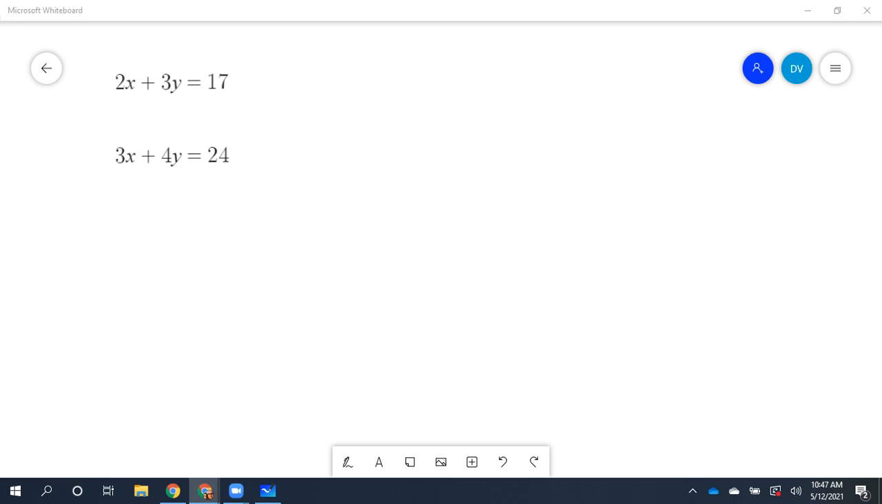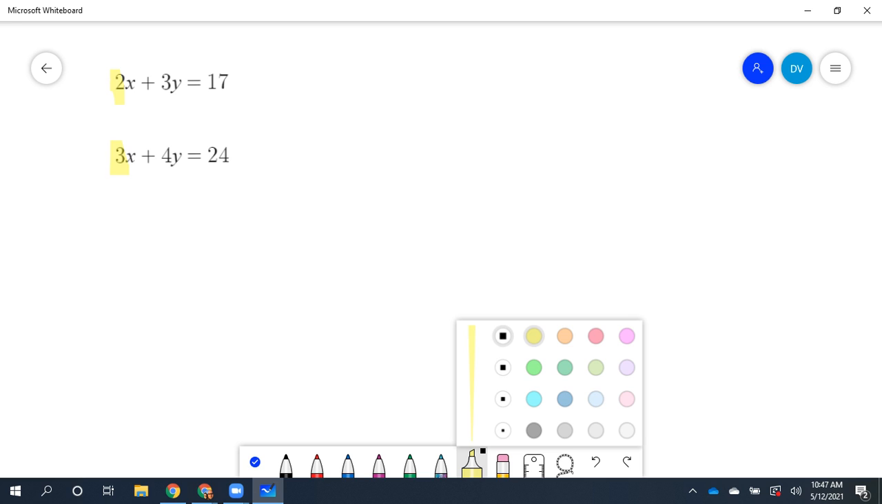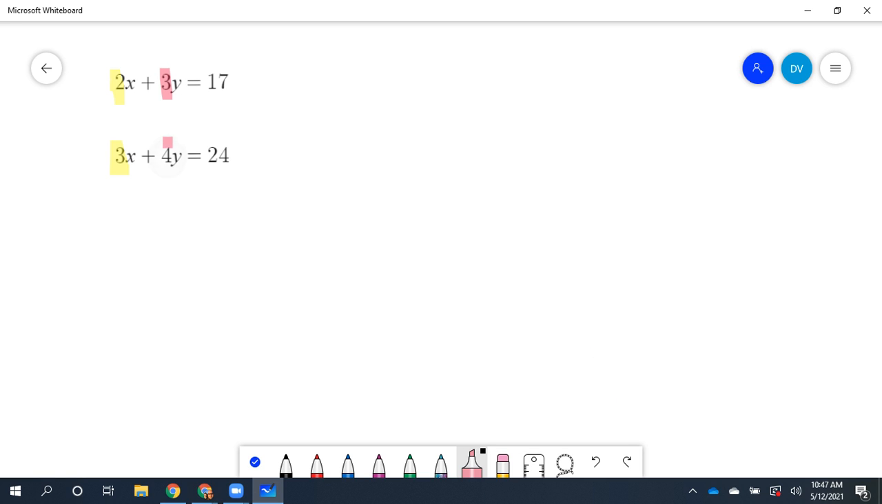So when we have a problem that's written this way, we want to take a look at what we call the coefficients. They're just the numbers that are in front of our variables. I'm going to highlight them. I'm going to highlight these two coefficients with yellow, and these other two with a different color, pink.